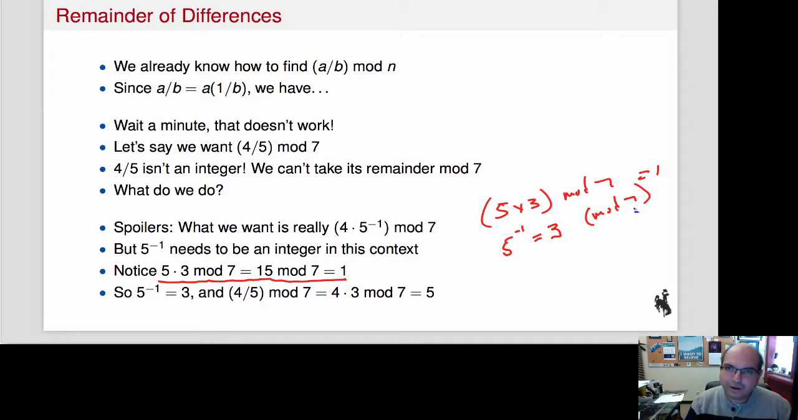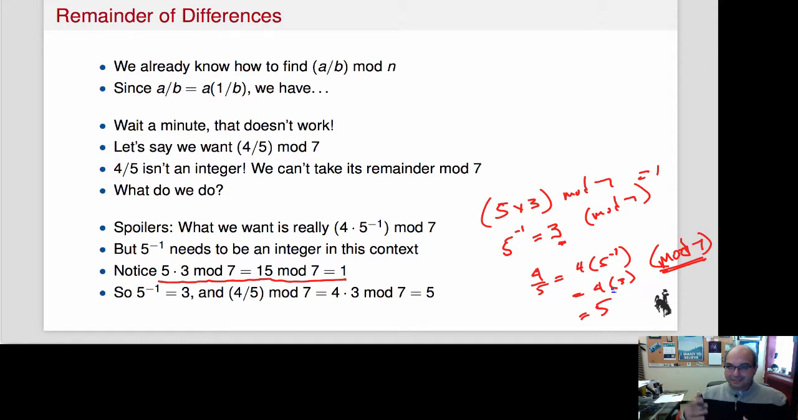So if I want to divide by 5, what I'm going to do is multiply by 5 inverse, and that's actually 3. So 4 divided by 5 is really 4 times 5 inverse, and that's actually 4 times 3, and this is all mod 7, and that's actually equal to 5. So 4 divided by 5 is actually 5 mod 7. The only reason that I show you that, and like I said, this is for another class, is that if you think about cryptography, this operation is super important in cryptography.